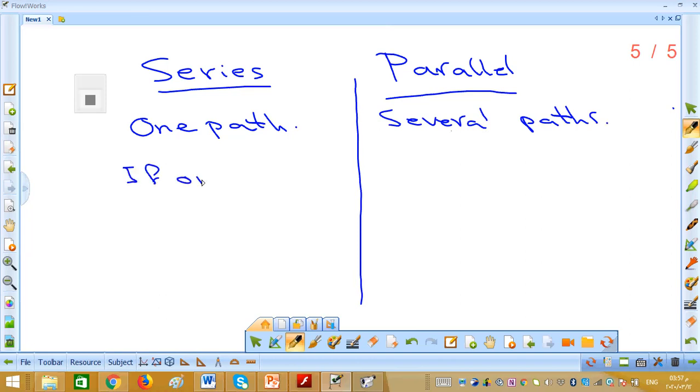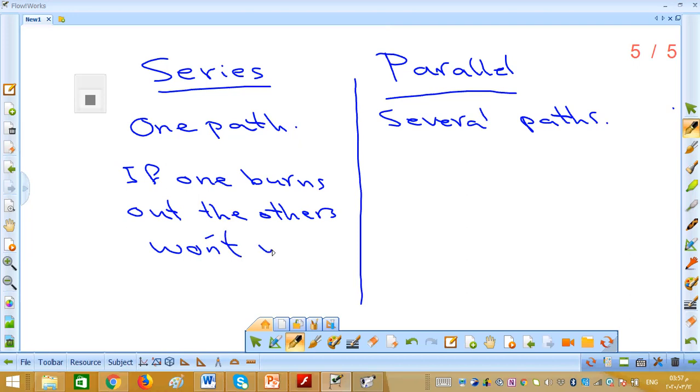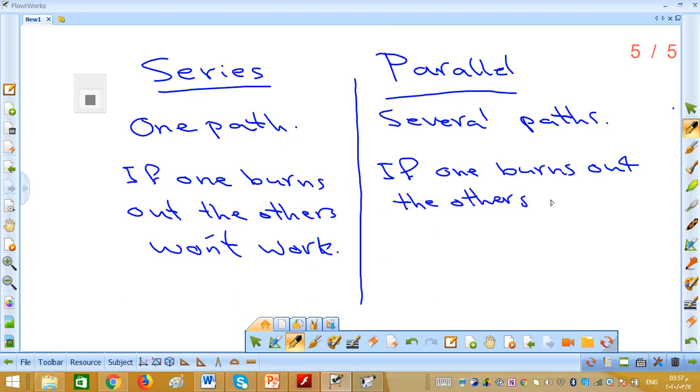The second idea to compare series and parallel. If one burns out, the others won't work. But here, if one burns out, the others will work.